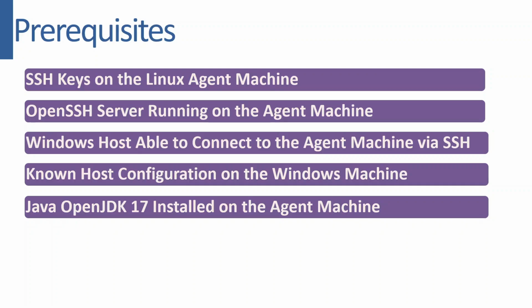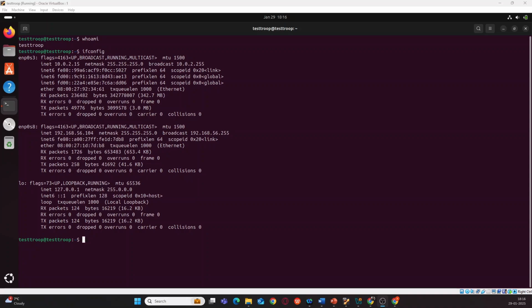After this, you need to make sure that you install Java OpenJDK version 17 on the virtual machine. Once it is installed properly, you will have to set the environment variable JAVA_HOME, and also you need to give the path of your installation in the PATH variable. Let us go and do this.